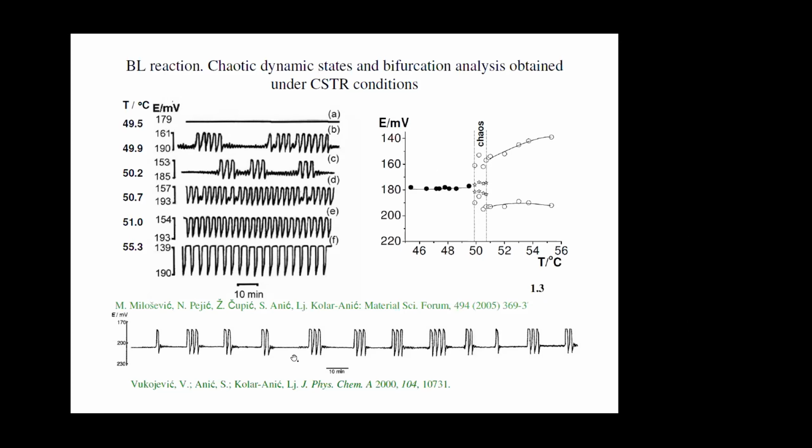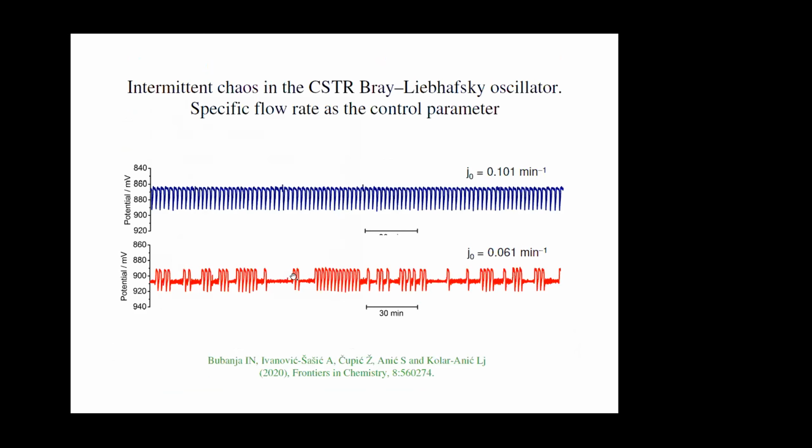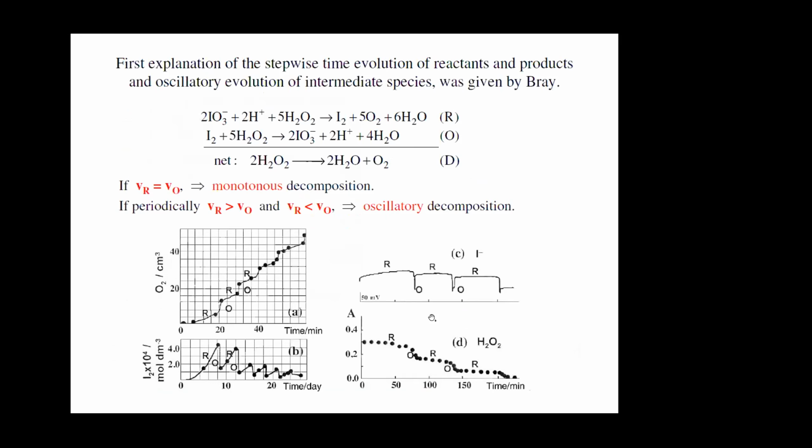Here is one more case of intermittent oscillation. Here you can see even one more case of intermittent oscillations. It is very difficult to obtain them, and that is why I wanted to present them. Researchers, when they get such nice experiments, always like to explain them. It was the case with Bray also.